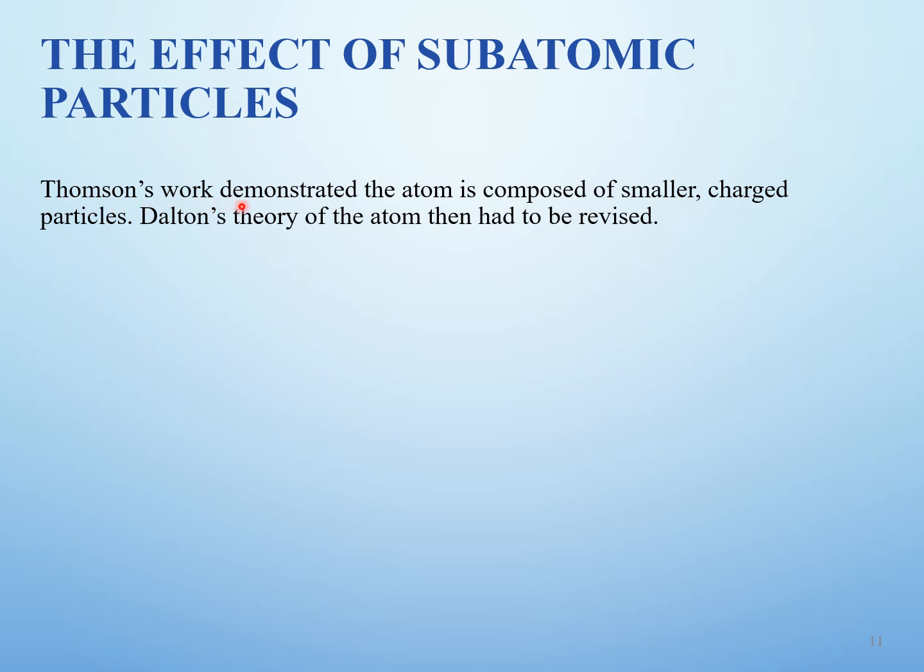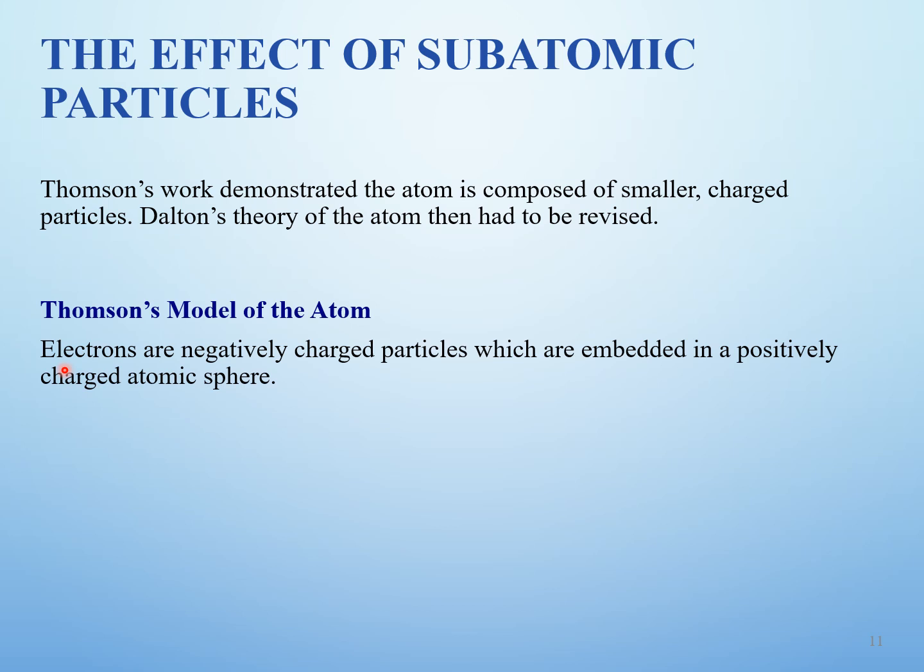Thomson's work demonstrated that the atom is composed of smaller charged particles. Dalton's theory then had to be revised again. Again, a theory is only true until someone proves it wrong, so let's keep revising it. Thomson has a new model. Since they found electrons, which are negatively charged, he thinks they're embedded in a positively charged atomic sphere. So it looks like this. Obviously, this is not the model that we have right now, because this one is also proven wrong.